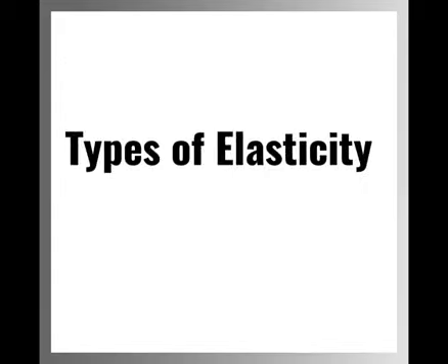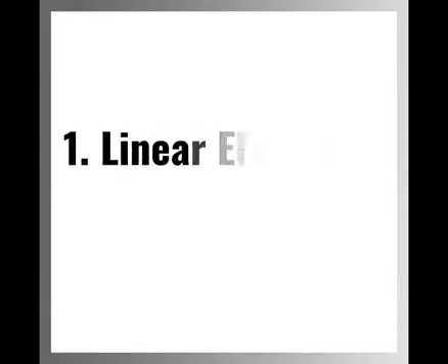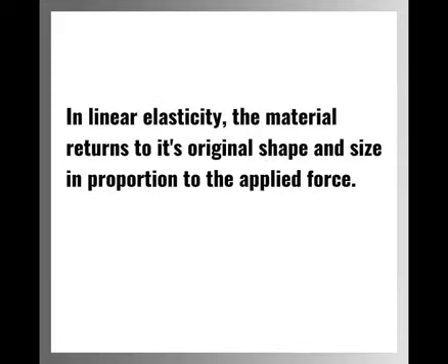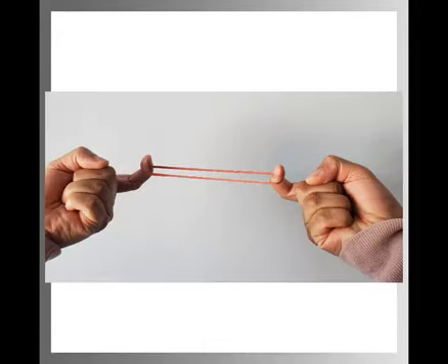What are the types of elasticity we have? Let's find out. 1. We have linear elasticity. In linear elasticity, the material returns to its original shape and size in proportion to the applied force. Imagine you have a rubber band. When you stretch it, it gets longer, right? Now, if you let go of it, it returns to its original shape and size.